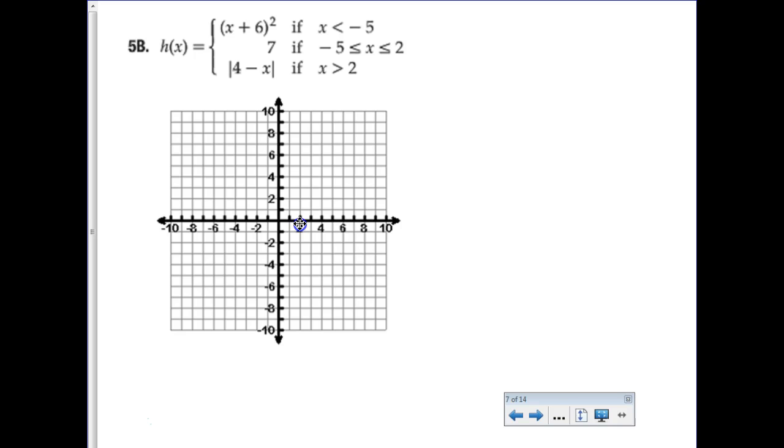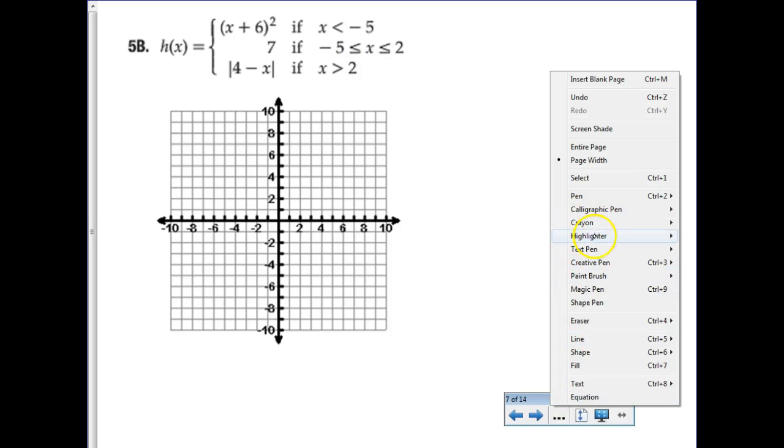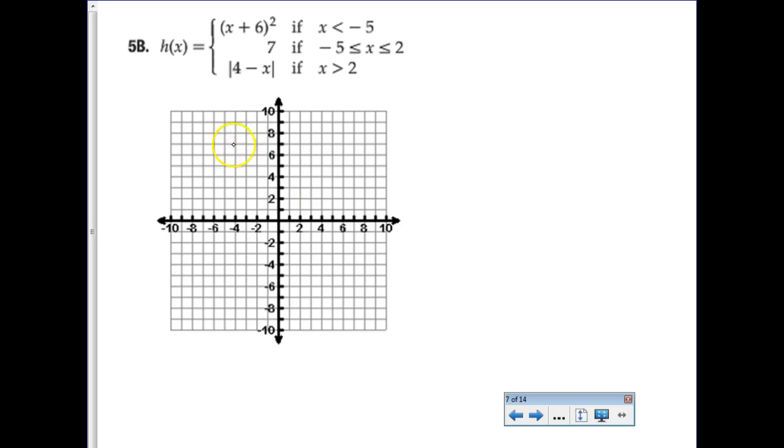All right, this next one, let's get our boundary lines graphed with our highlighters. I got a -5 and a 2. Okay, so I see the 3 domain components. Let's start graphing. So, I'm hoping from memory you guys can think about what this looks like.